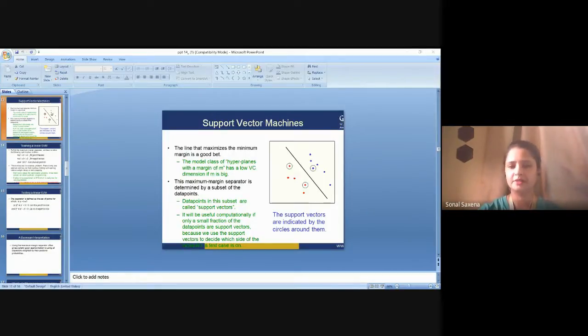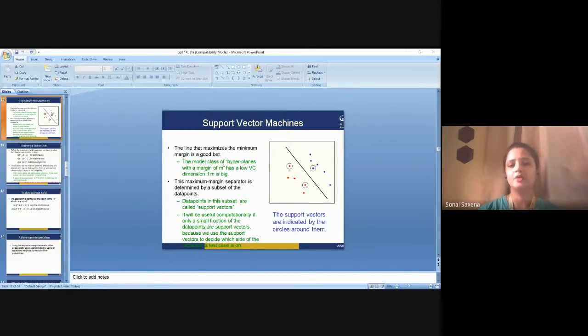Now, let us understand the formal definition of SVM. See, formally, a support vector machine constructs a hyperplane or a set of hyperplanes in a high or infinite dimensional space, which can be used for classification, regression, or other tasks like outlier detection. Intuitively, a good separation is achieved by the hyperplane that has the largest distance to the nearest training data point of any class, the so-called functional margin.